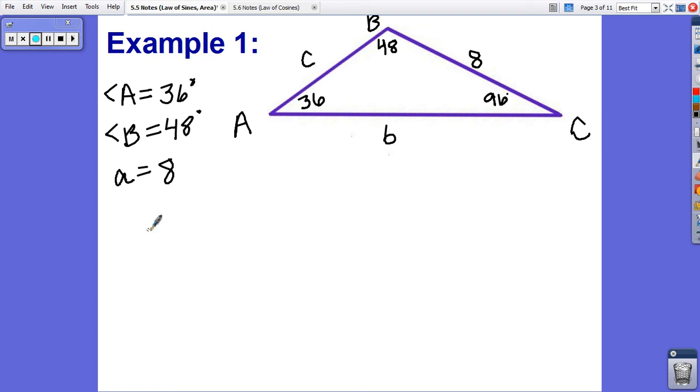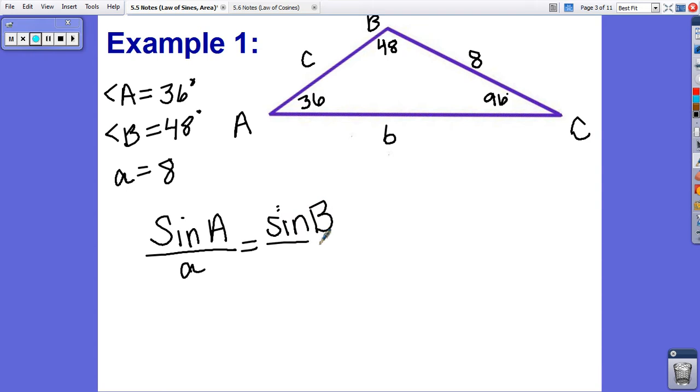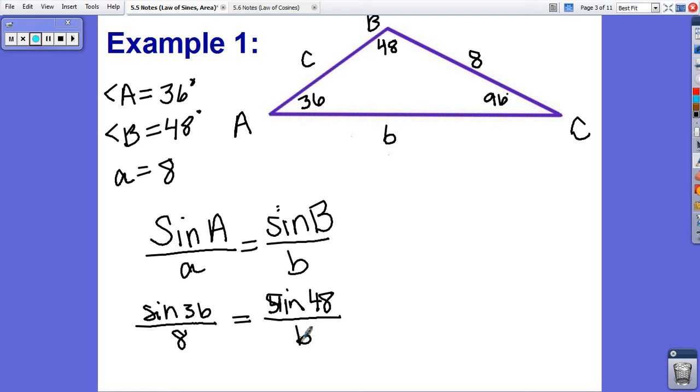Now we need to use the law of sines to be able to find lowercase b and lowercase c. And the law of sines says, we're only going to use 2 parts of it at a time. Sine of capital A over a is equal to sine of capital B over b. And now you have to know 3 pieces of information in order to be able to answer this. So sine of 36 is what you would write first, over lowercase a, which is 8, equals sine of 48 over lowercase b, since we don't know what b is.